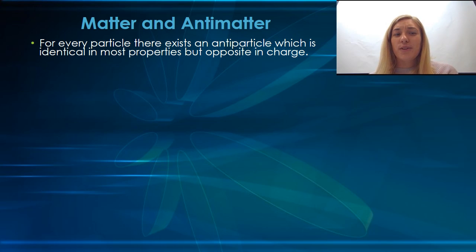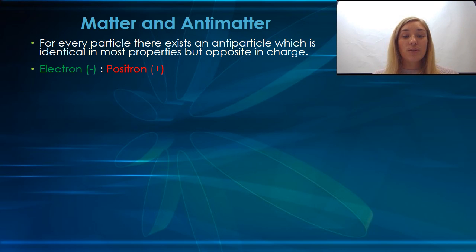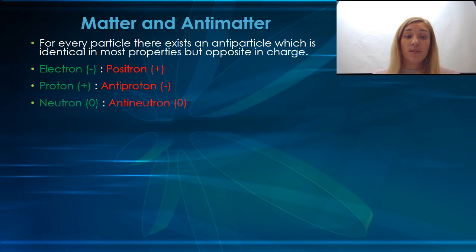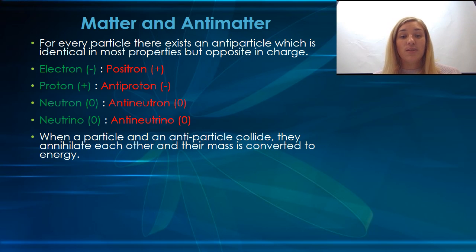Alright, so we know how the universe likes to be balanced. So there's things like matter and antimatter. For every particle there exists an antiparticle, which is identical in most ways, but opposite in charge. So it's like equal and opposite forces. For electrons, we have positrons. For protons, we have something called an antiproton. For neutrons, we have antineutrons, neutrinos and antineutrinos.